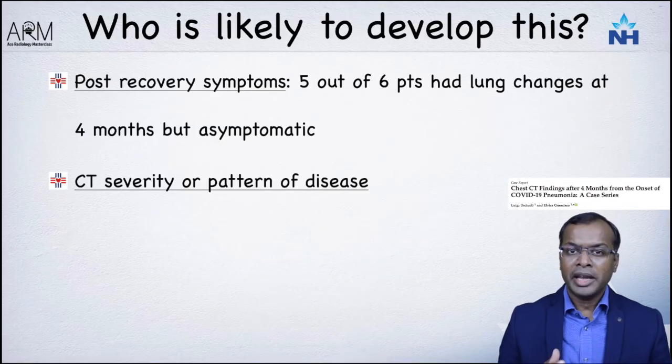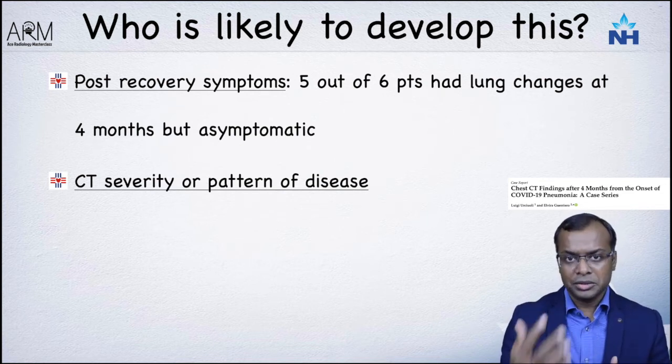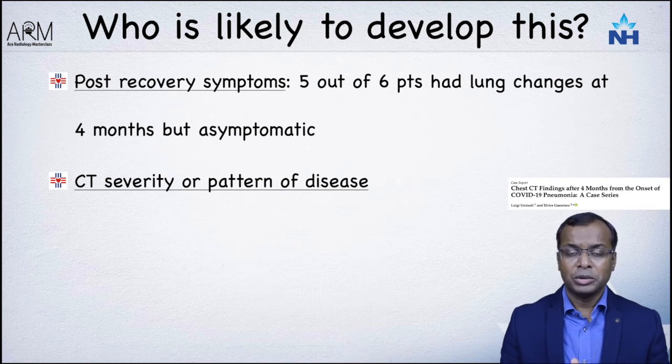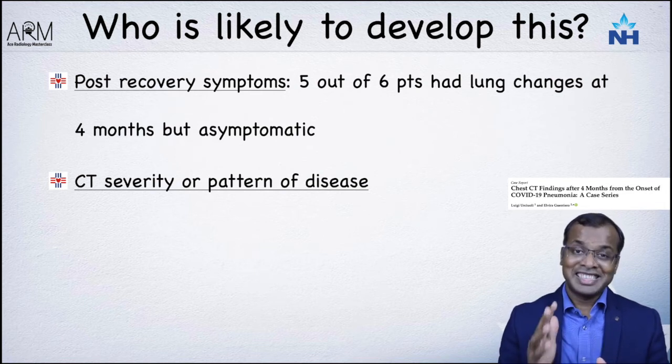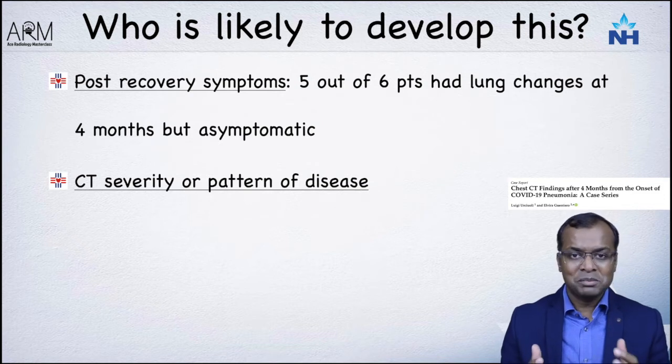Now, one point was that patients who persist to have symptoms are likely to have fibrosis, so patients who do not have symptoms should not have fibrosis. This is a very small study which looked at about 6 patients who had a CT scan 4 months from their initial presentation. None of them had symptoms, but 5 out of 6 patients still had lung parenchymal changes, although they were completely asymptomatic, which tells us that absence of symptoms does not mean there may not be fibrosis.